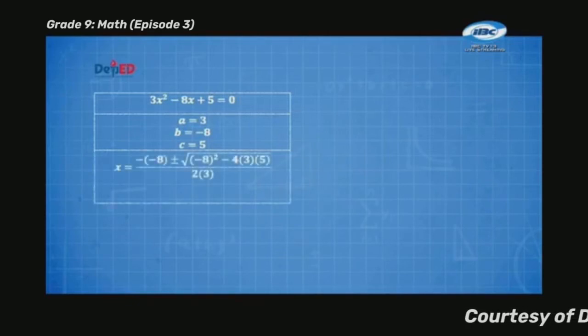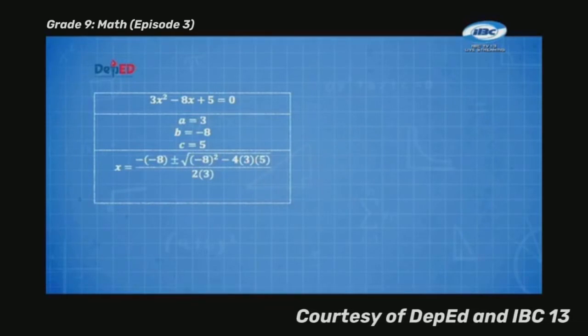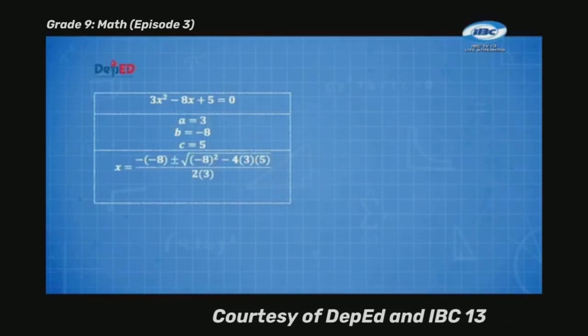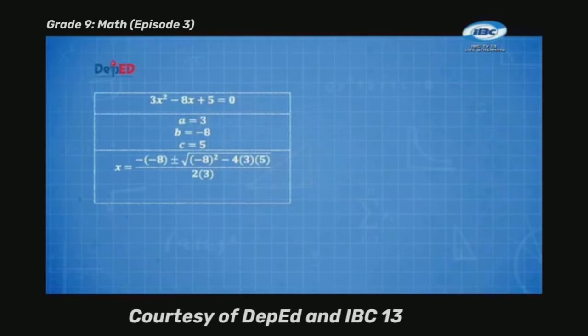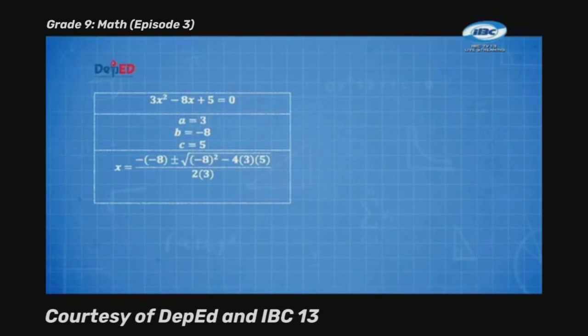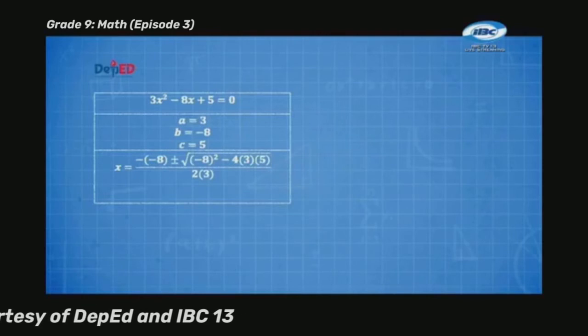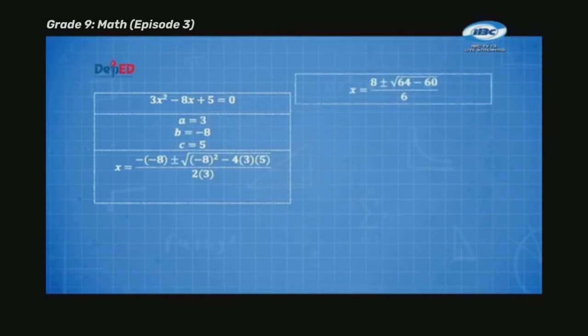X equals negative of negative 8 plus minus the square root of the quantity negative 8 squared decreased by the product of 4, 3, and 5 all over 2 times 3. Then, we simplify. Here's what we should get. X equals positive 8 plus minus the square root of the expression 64 minus 60 all over 6.